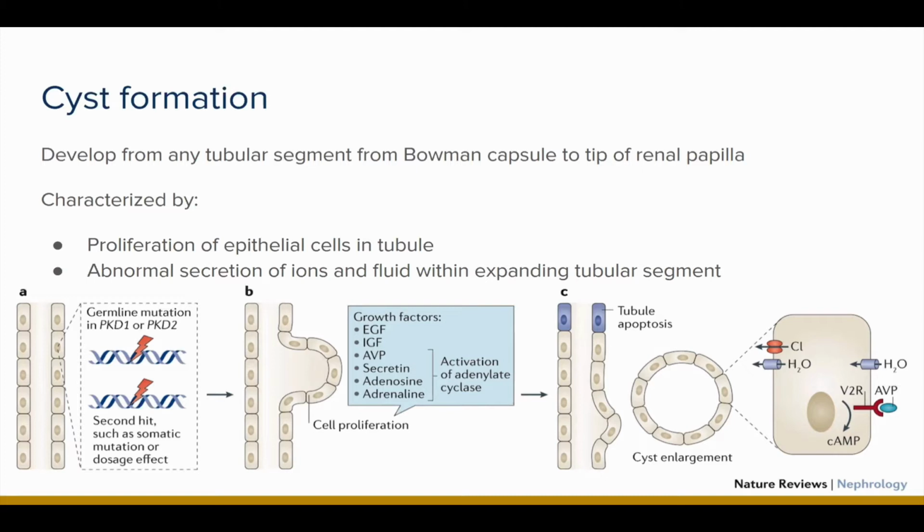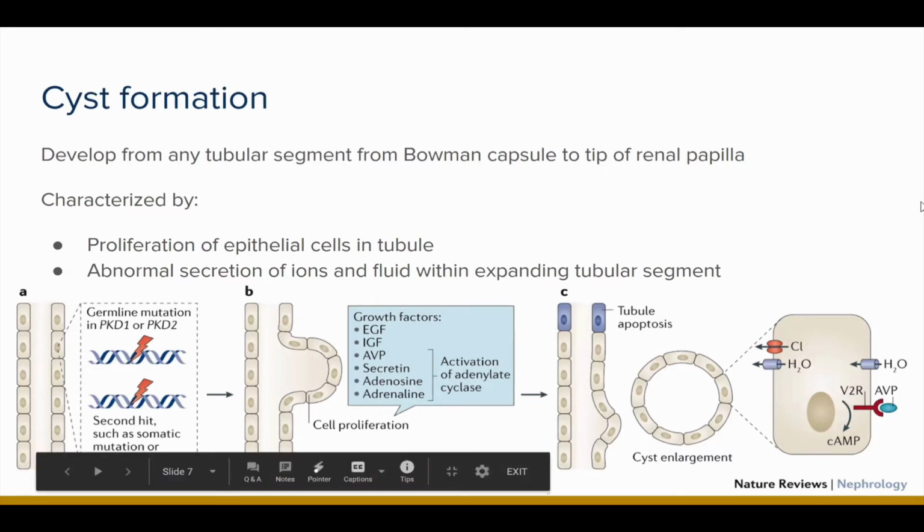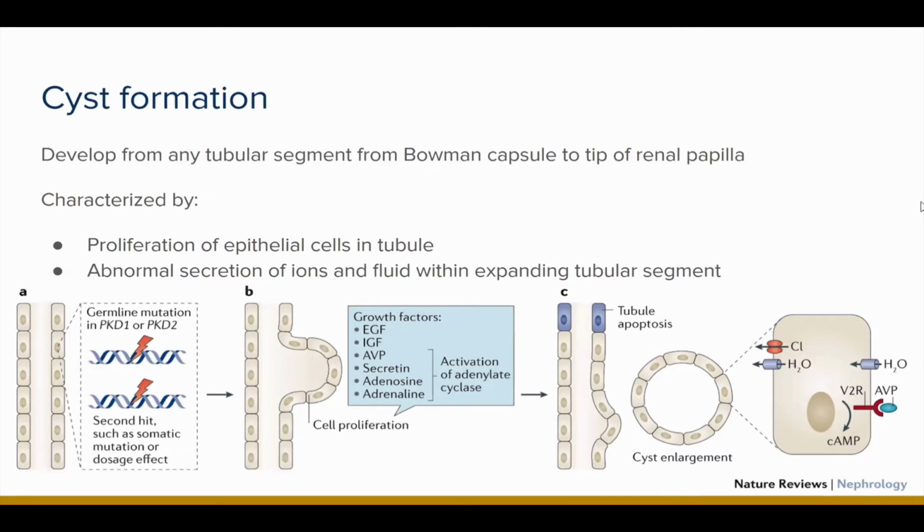These cysts are characterized by both a proliferation of the epithelial cells lining these tubules, as well as an abnormal secretion of ions and fluid within that expanding tubular segment as a result of numerous growth factors, which can be seen here. And ultimately, it has also been found that patients with AD-PKD have an elevated vasopressin circulating, and that the action of vasopressin may stimulate this increased fluid and ion secretion via a cyclic AMP-dependent process.